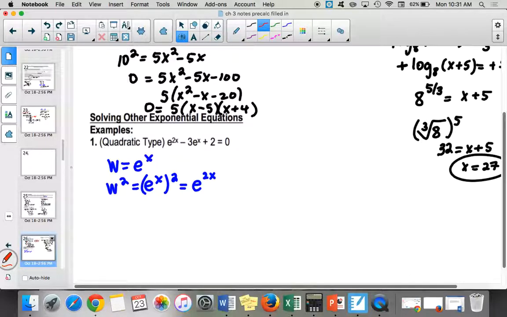So that's good for us because this becomes w squared, right? And this is w. So we end up getting w squared minus 3w plus 2. That's what we wanted. We wanted to transform it so it looks like a quadratic equation, right? It's a quadratic equation now. Do you know how to factor that one? Yeah, w minus 2, w minus 1. Perfect.